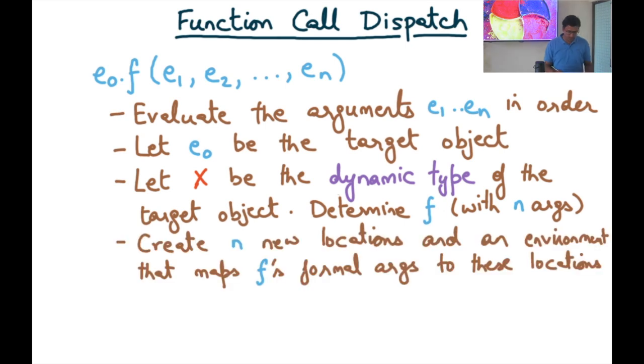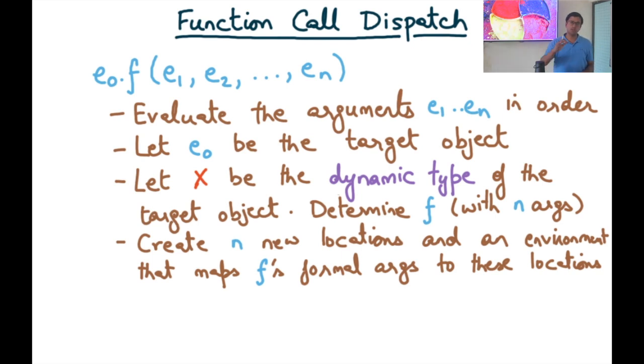Okay, and once you have determined f, you need to actually implement the dispatch. So how do you do that? You create n new locations in the store, and you create a variable environment that maps f's formal arguments to these locations. So you just create a new environment in which this function call is going to get executed, and because of static scoping, we need to create a new variable environment because it's a new scope. The variables that are available are totally different.